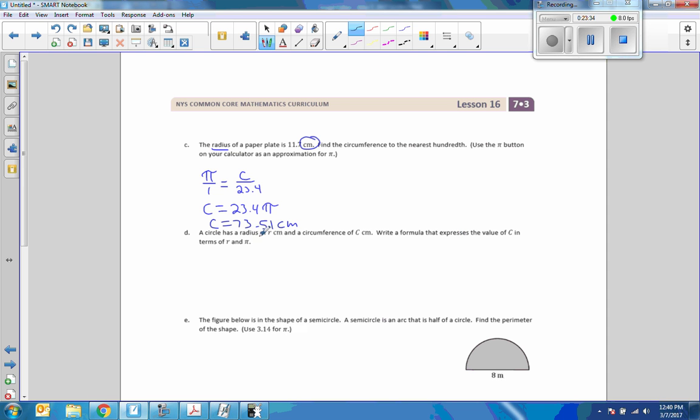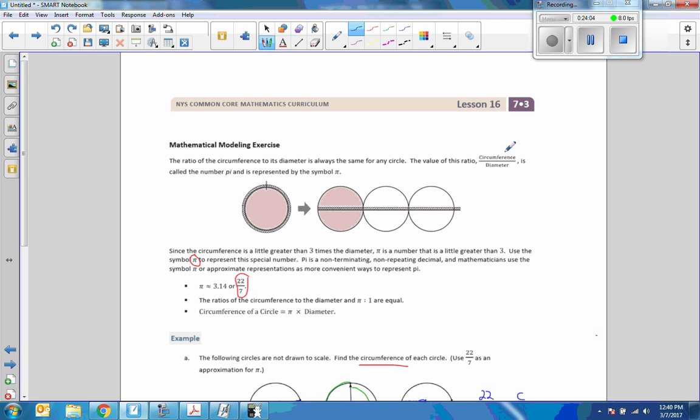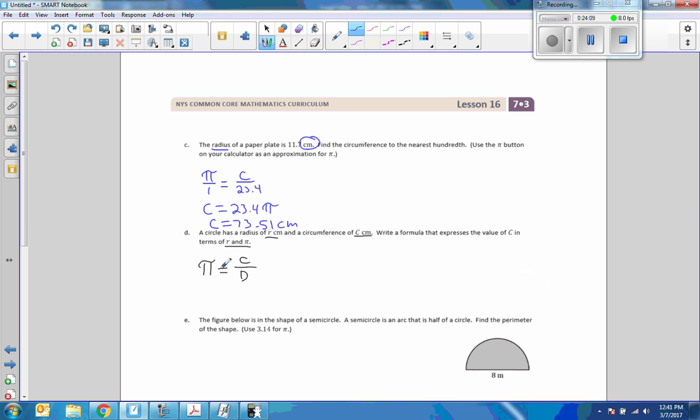A circle has a radius of r centimeters and a circumference of c centimeters. Write a formula that expresses the value of c in terms of r and pi. Okay, so we want this to say c equals something. Well, we already know that pi equals circumference divided by diameter. Okay, and let's go back and look again. Circumference over diameter is the ratio for pi. So pi equals c over d.